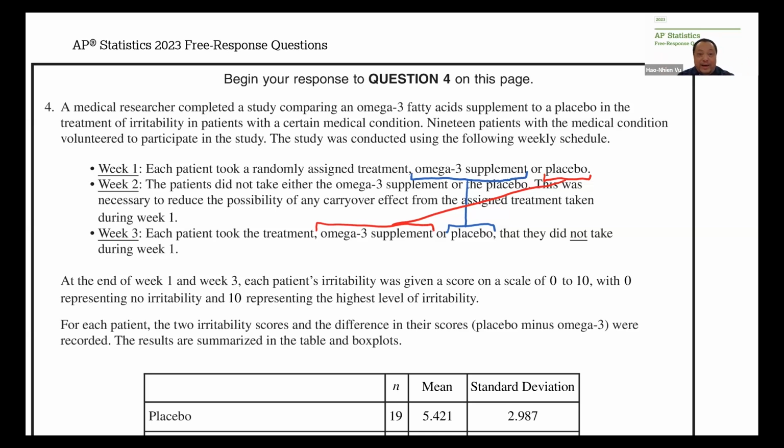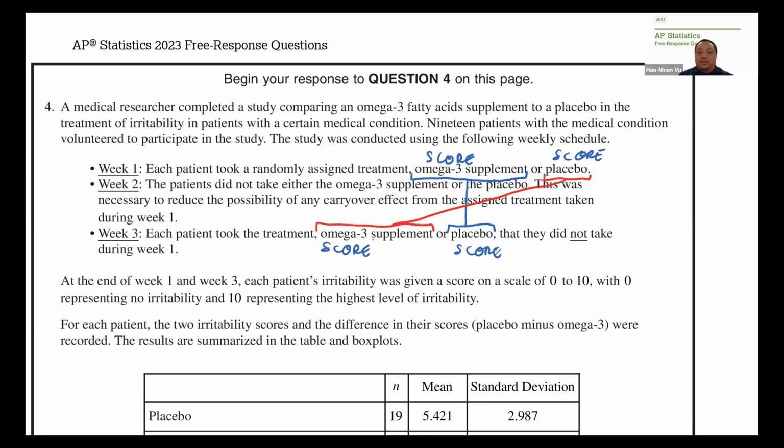At the end of week 1 and week 3, each patient's irritability was given a score on a scale from 0 to 10, with 0 representing no irritability and 10 representing the highest level of irritability. So at the beginning, they get a score. At the end, they also get a score.